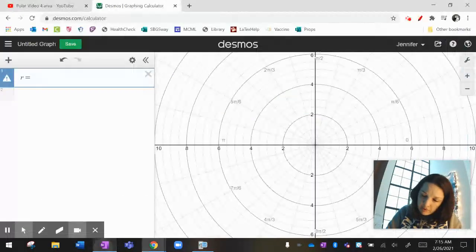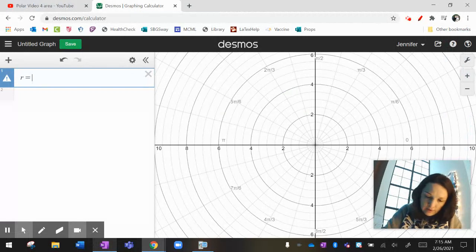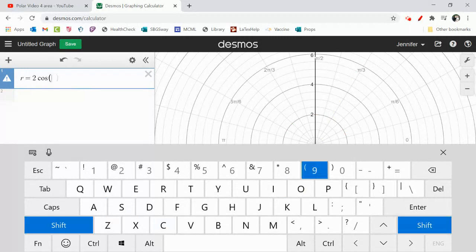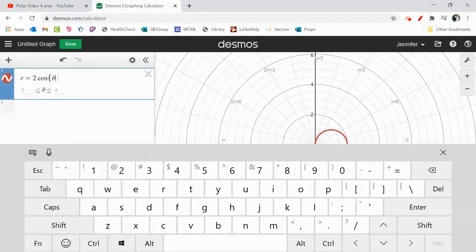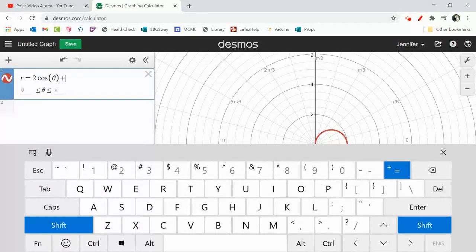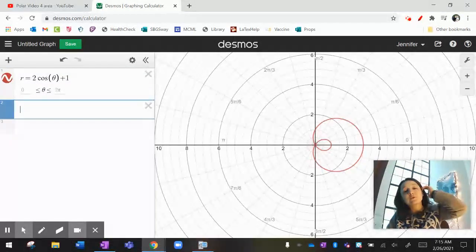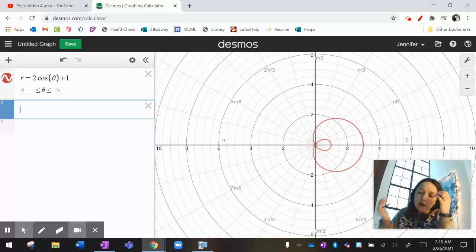2 cos theta plus 1. All right. So 2 cos theta, I love that I can type theta as a word, plus 1. Ooh, that's fun. So that's a limacon with a loop in it. Now, if only I knew where that loop started and stopped.